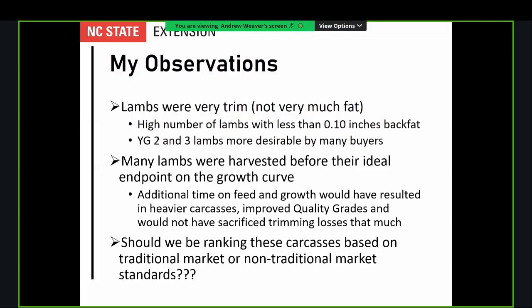Yeah, so I think it's the classic extension response: it depends. I think having the conversation with commercial breeders about what their market is, what their market is rewarding a premium for, and where they are potentially placing a discount. If it's a more traditional type market, lambs are being sold at a little bit heavier weights, carcass weights of maybe 60, 70 pounds.